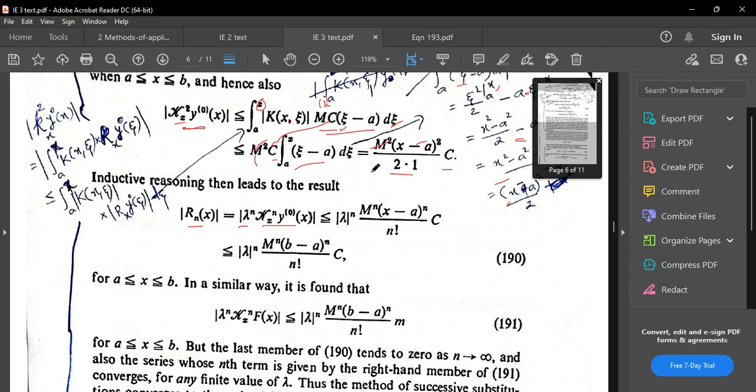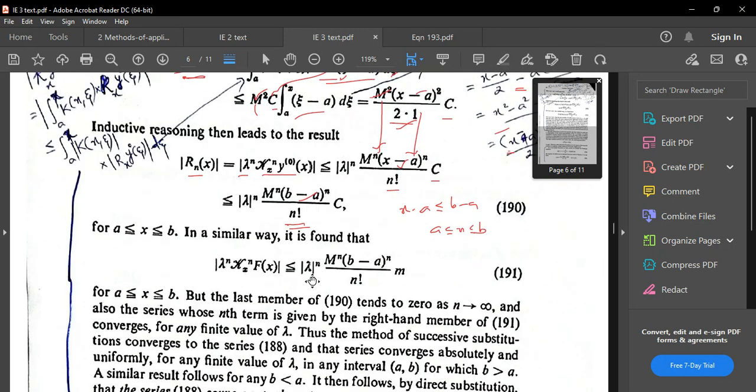We will end up in a similar formula, m raised to n, x minus a the whole raised to n, c by n factorial into mod lambda raised to n. We know that x minus a is less than or equal to b minus a, since a is less than or equal to x less than or equal to b. So x minus a can be replaced by b minus a, this we will get.